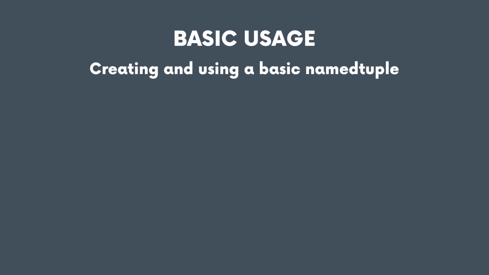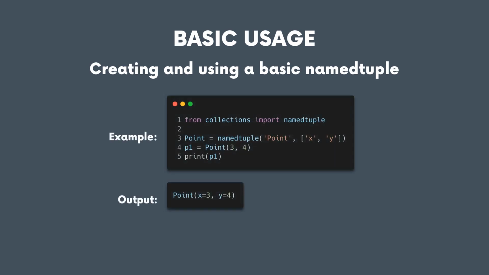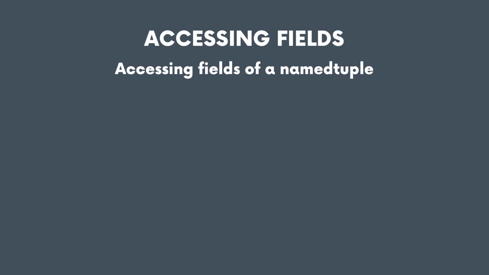In this example, we'll create a namedtuple to represent a point in 2D space. We import namedtuple from the collections module. Then we define a Point namedtuple with two fields, x and y. We create an instance of Point with coordinates 3, 4, and print it, which displays the values with their respective field names.